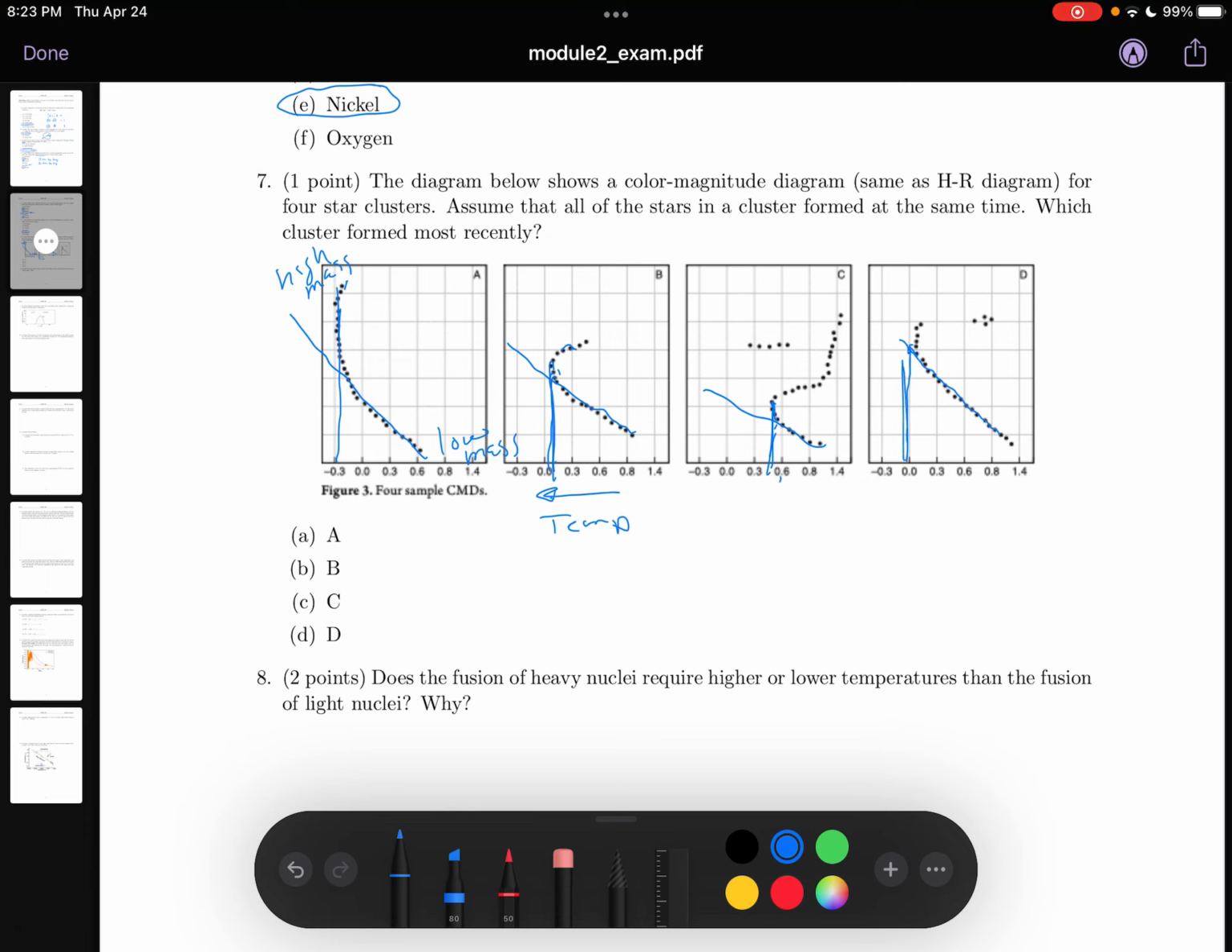So we didn't have to rank order them totally. We just want to know which one is the youngest. So that would be the one that still has the highest mass stars in the main sequence, and that would be A.